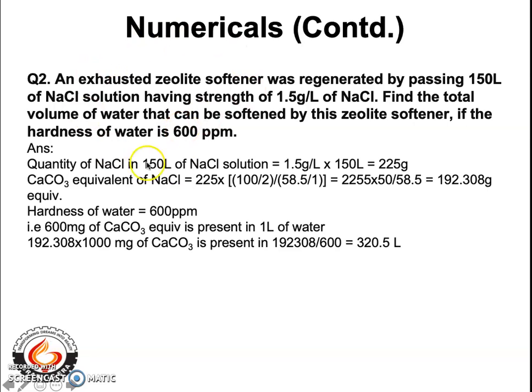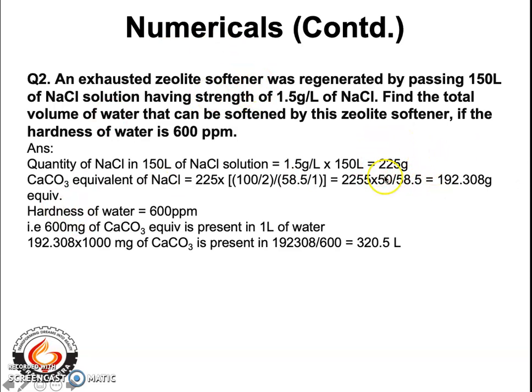So in such type of numericals, we have to first calculate the quantity of sodium chloride that is present in the 150 liters of sodium chloride solution having a strength of 1.5 grams per liter. So the quantity of sodium chloride in 150 liters of sodium chloride solution is 1.5 grams per liter. So this is the concentration of sodium chloride. So it is 1.5 grams per liter into 150 liters. So that is coming out to be 225 grams. So that means 225 grams of sodium chloride was used for softening the zeolite softener.